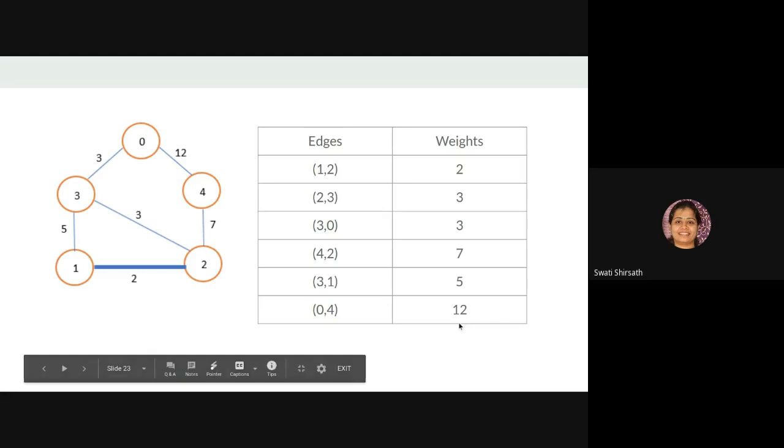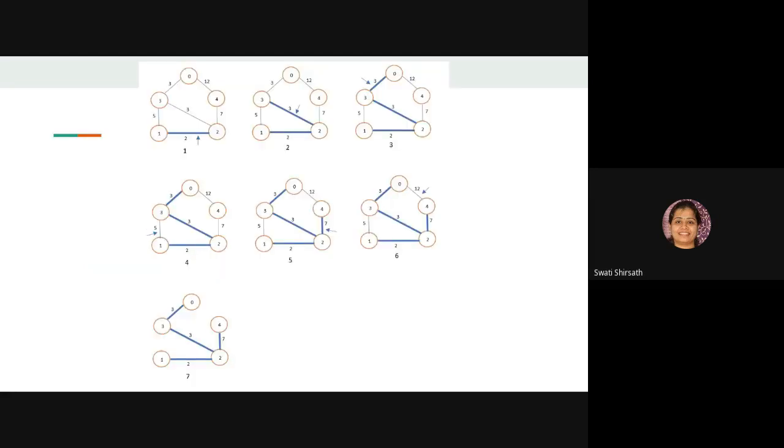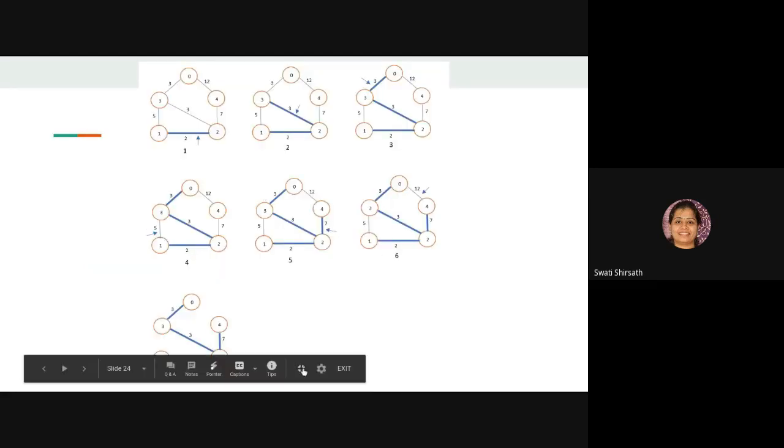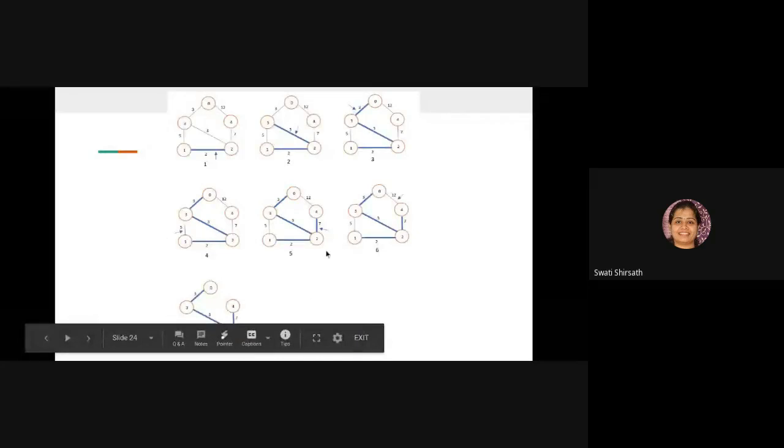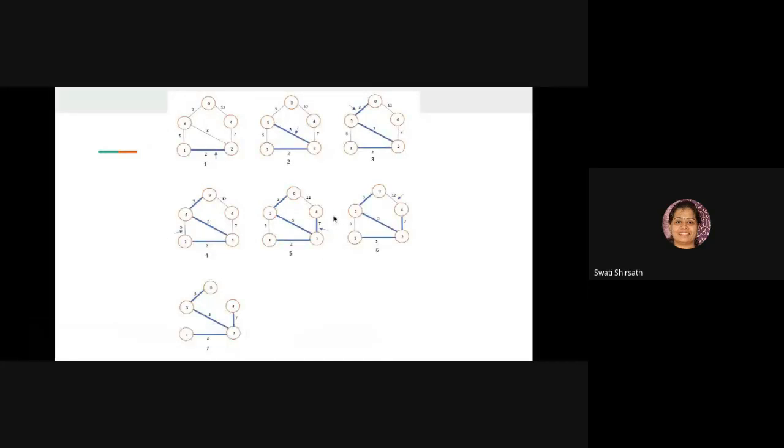So how can this be done? See here. Is it seen properly? Is it visible? If not, and if you are using your mobiles to attend this class, just zoom in your screen. That option is there on mobile.